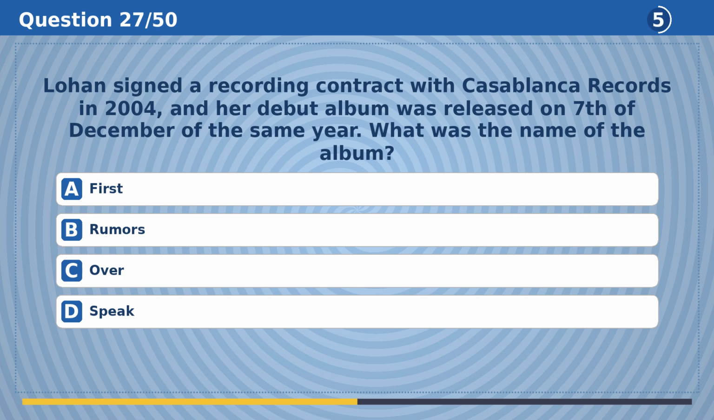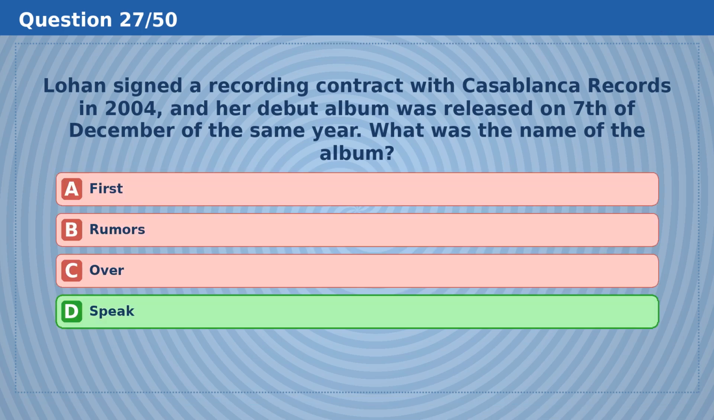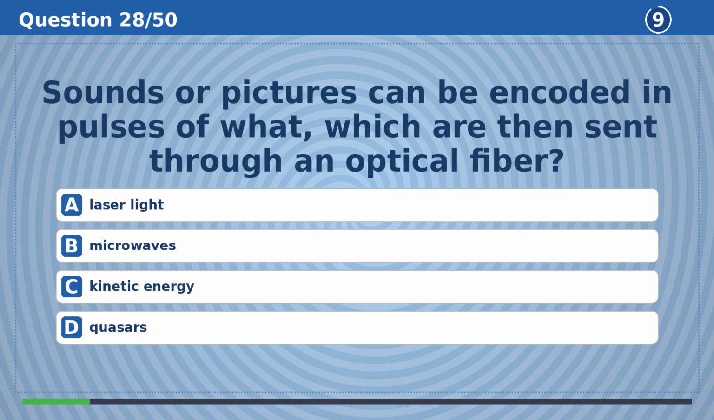Lohan signed a recording contract with Casablanca Records in 2004, and her debut album was released on 7th of December of the same year. What was the name of the album? The answer is D, Speak.